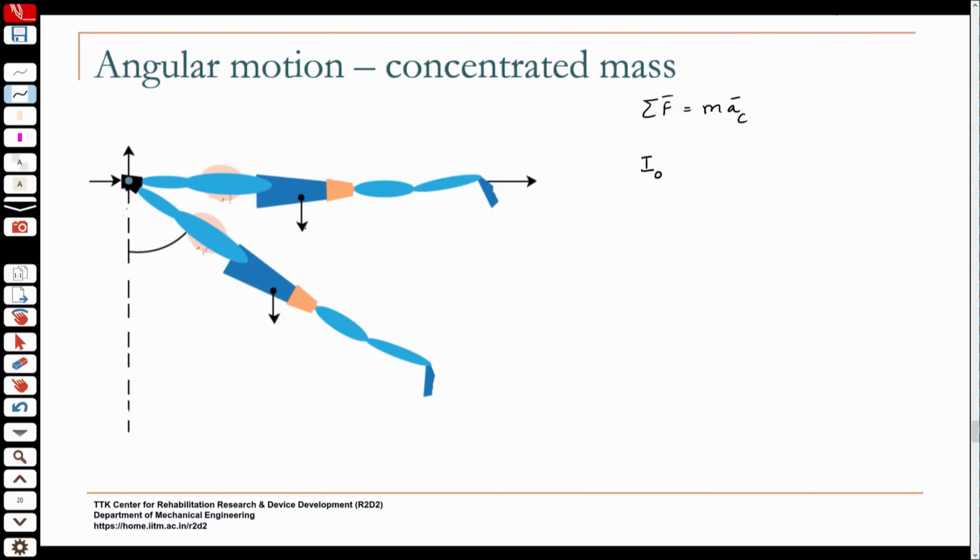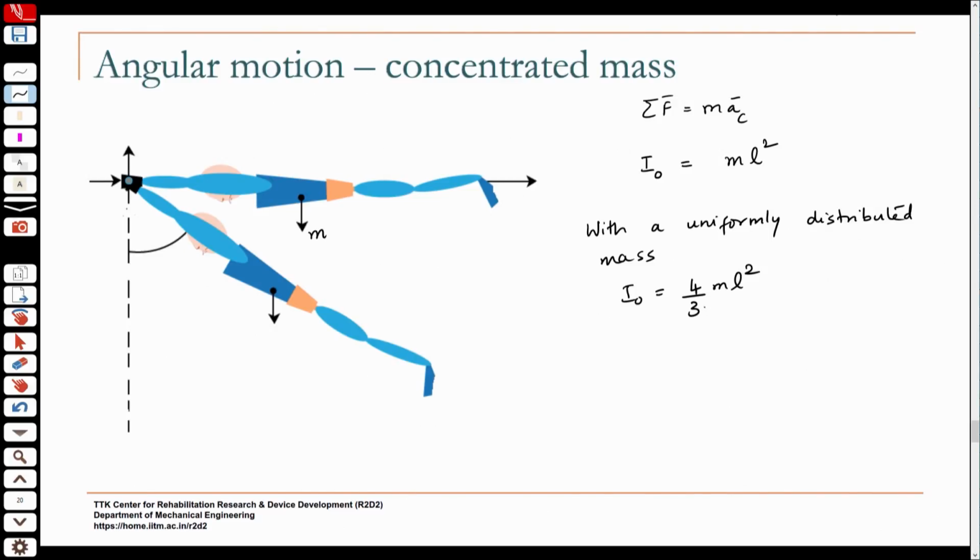What will change is your moment equation, because now your I naught in this case will be m at a distance of L, so I naught will be m L square. In the previous case with a uniformly distributed mass, I naught was 4 by 3 m L square, we just saw that.